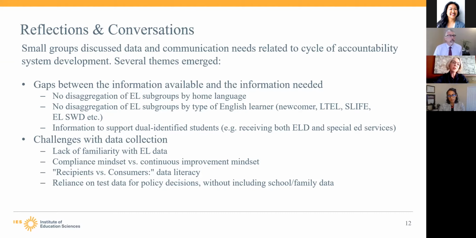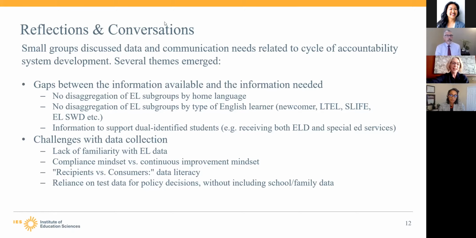There were also challenges related to data collection. In addition to a lack of familiarity with English learner data within departments, a compliance mindset driven more by checking boxes trumped a continuous improvement mindset. And data literacy is a need to become more of a consumer of data than a recipient of them. And lastly, participants noted a greater reliance on test data for policy decisions without including school or family data.